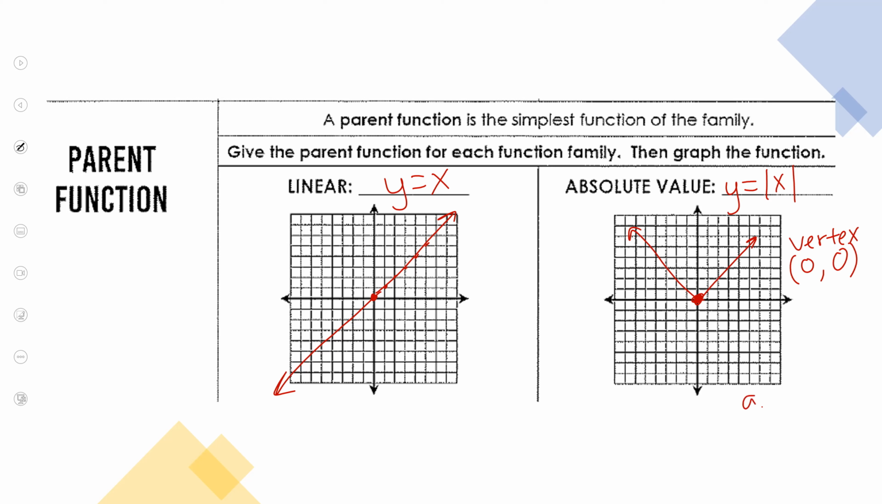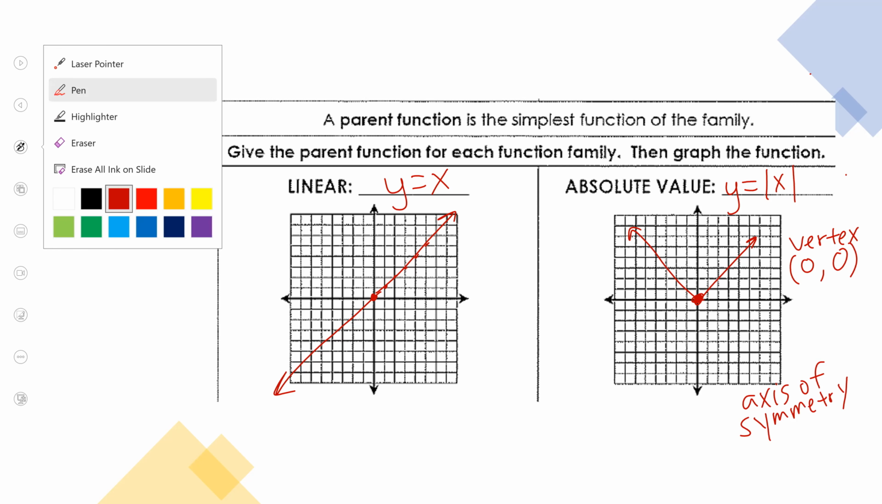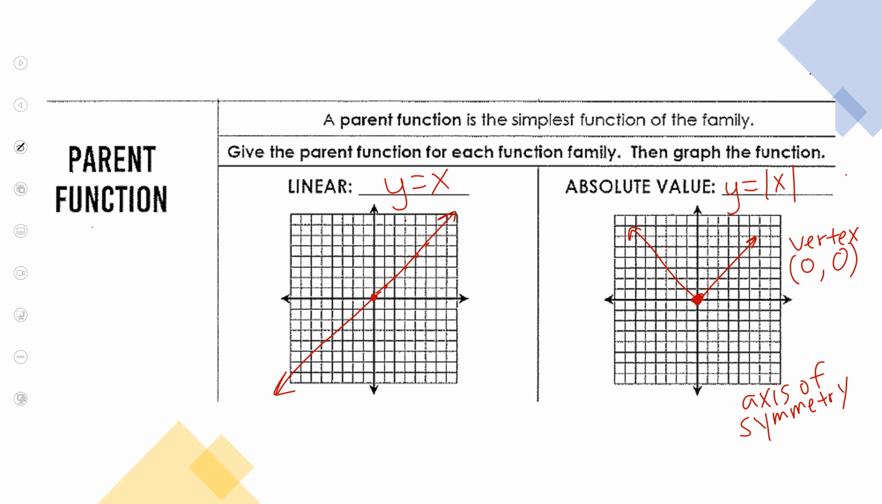What is the axis of symmetry? Remember, guys, if you don't remember what axis of symmetry is, let me tell you real quick. The axis of symmetry is the line that goes through the vertex, splitting your graph perfectly in half. That vertical line that I just drew crosses the x-axis at 0. So the axis of symmetry is x equals 0. Okay, please write these two things down.